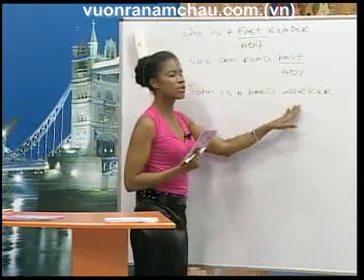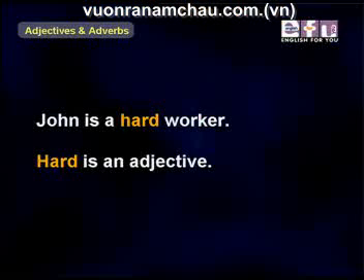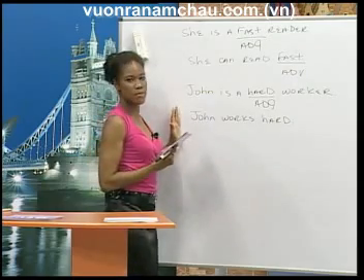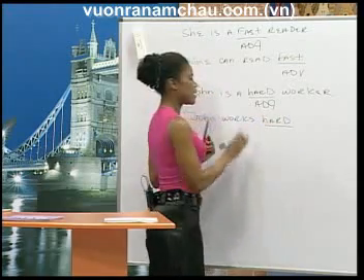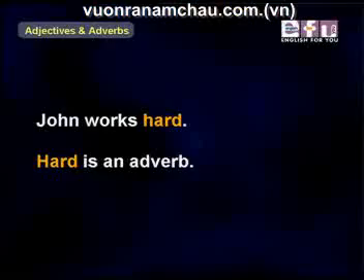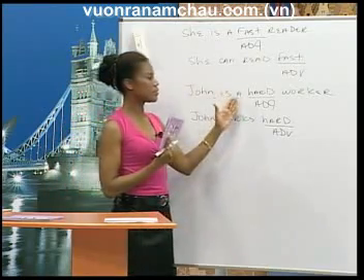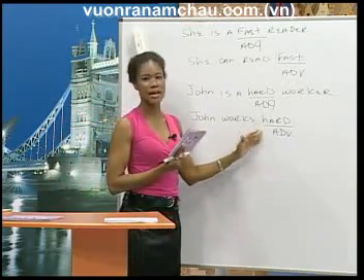In this sentence, worker is a noun, and hard is telling us about the worker. So in this sentence, hard is an adjective. But we can say, John works hard. Again, the sentences are saying the same thing. But in the second sentence, hard describes how John works, which is a verb. So in this sentence, hard is an adverb. So let's review. John is a hard worker, hard as an adjective. John works hard, hard as an adverb.